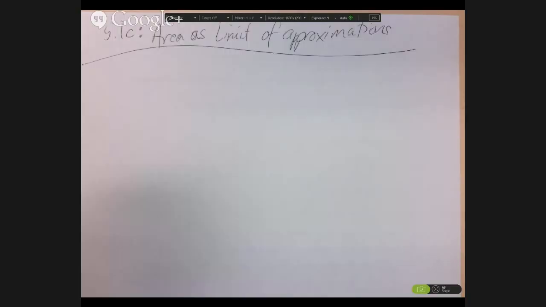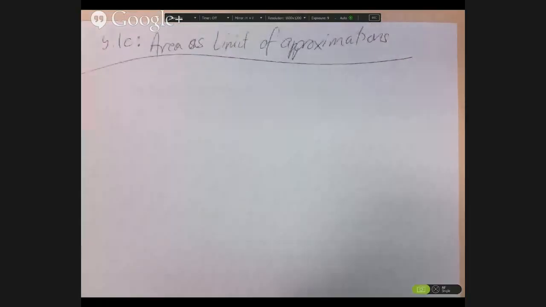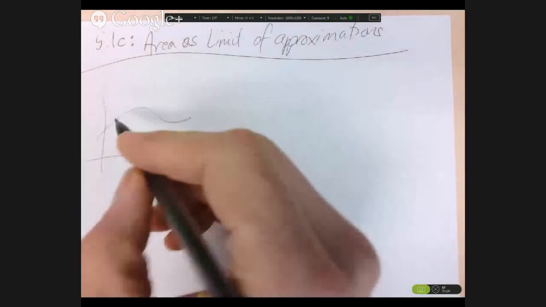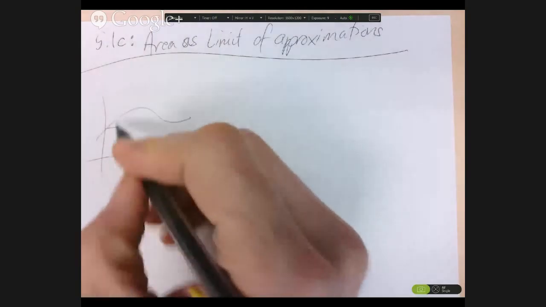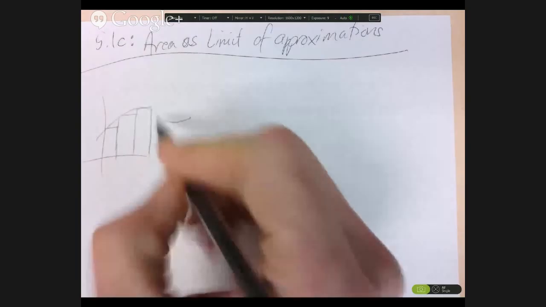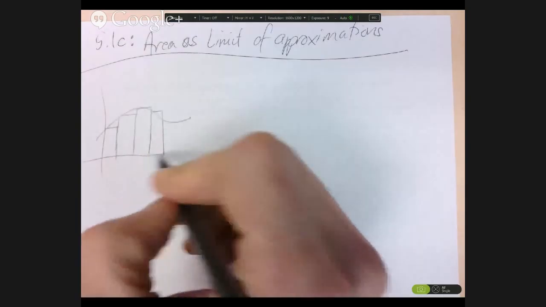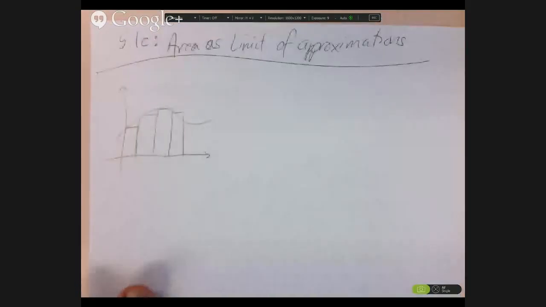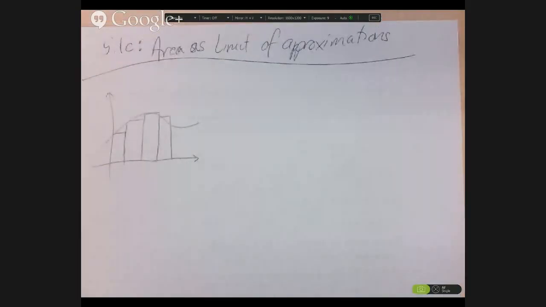All right, so in the last couple days, we've been approximating area with rectangles, right? But do we like mathematics to be an inexact science? No, we don't. So think with me here.